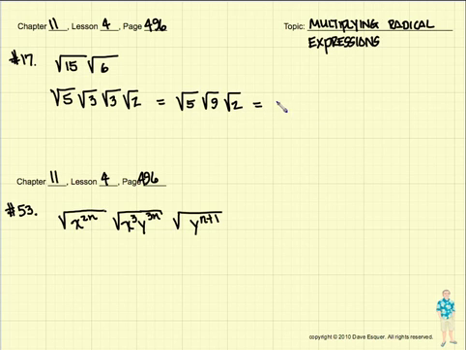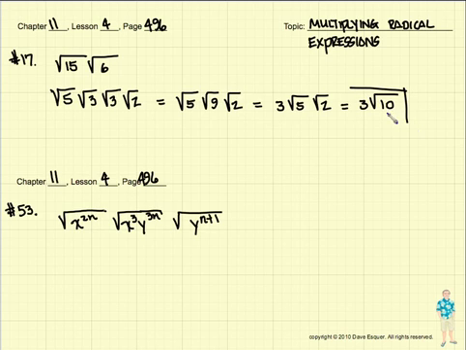And if we simplify that, we end up with 3, square root of 5, square root of 2. And if we put everything under the radical nice and neat, we end up with 3 radical 10. 5 times 2 gives me the 10.